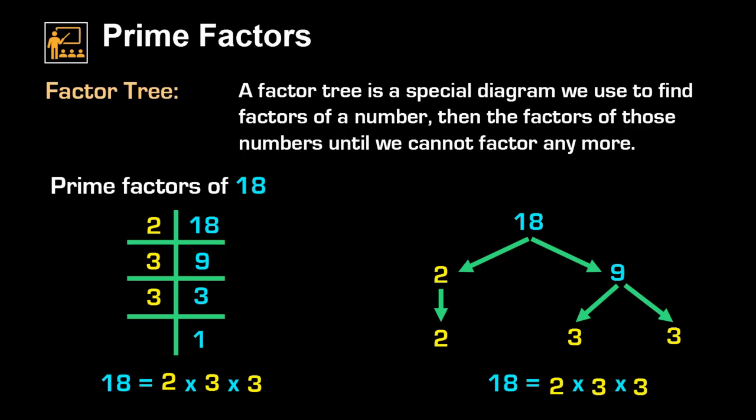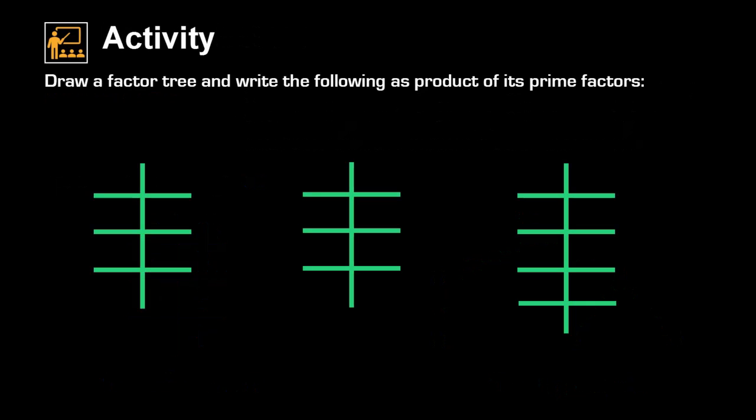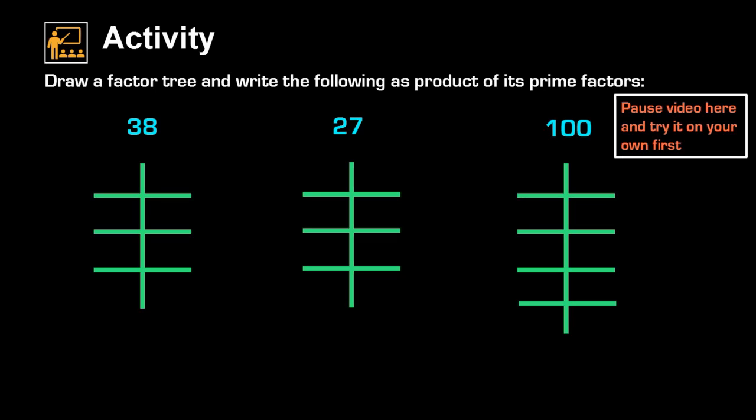Right, let's continue and do just a few more examples. There's an activity where I would like us to look at these 3 numbers and find their prime factors. Draw a factor tree and write the following as a product of its prime factors: 38, 27, and 100. Again, if you would like to, you can pause the video here and try it on your own first, and when you are done you can compare it with the video explanation.